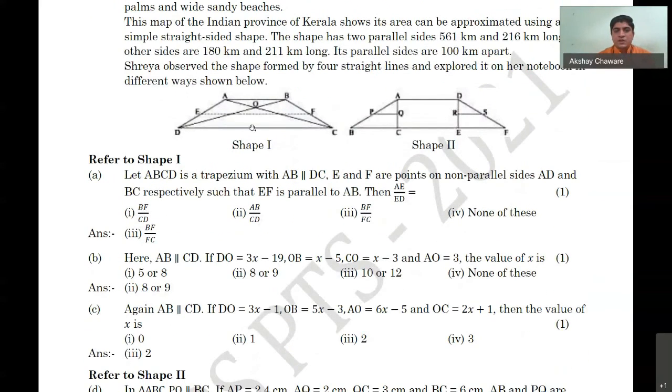Now in AB parallel to CD, DO is equal to 3x minus 19, OB is equal to x minus 5, CO is equal to x minus 3, and OA is equal to 3. If you observe these 4 sides, these are the sides of 2 vertically opposite triangles, triangle AOB and triangle COD. Since the lines are parallel, we can show these 2 triangles similar, and the ratio of their corresponding sides are equal. If we equate, we will get one quadratic equation, and after simplification we will get 2 values, 8 or 9. So the second is the correct option.